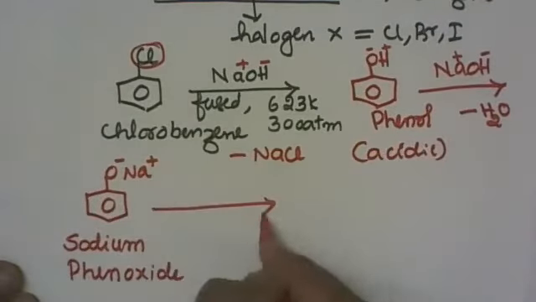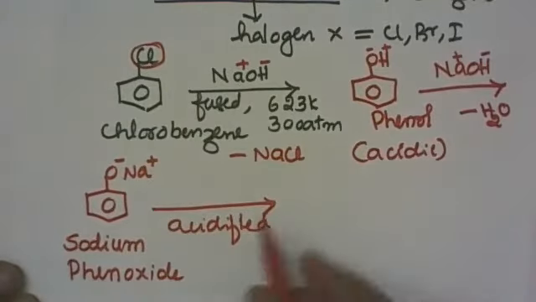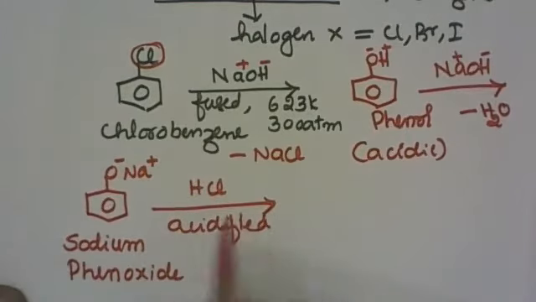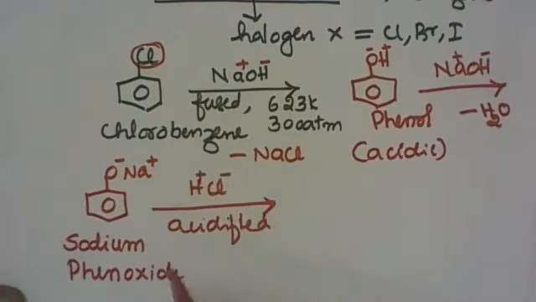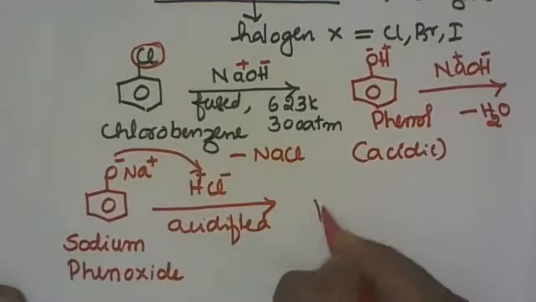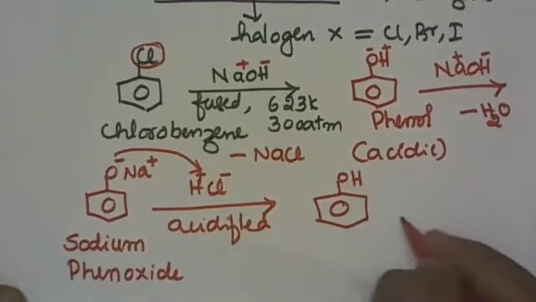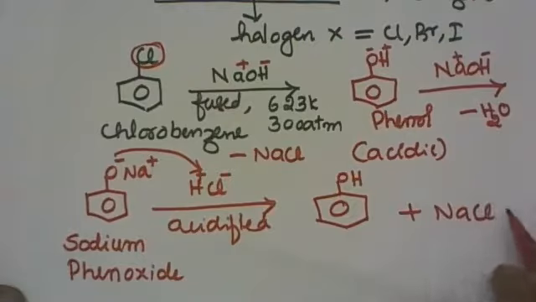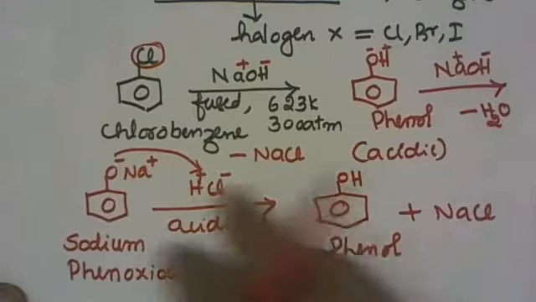Therefore, generally salts are acidified using a dilute acid like hydrochloric acid or dilute sulfuric acid. So what will happen now? Here we have H plus and Cl minus, so that O minus will take that H plus. So we get the phenol molecule. Finally we get phenol and the side product is sodium chloride. Correct? Now this I have explained in detail.